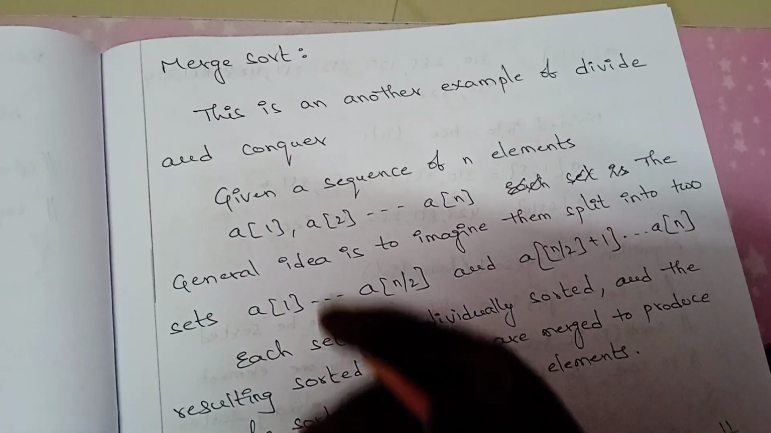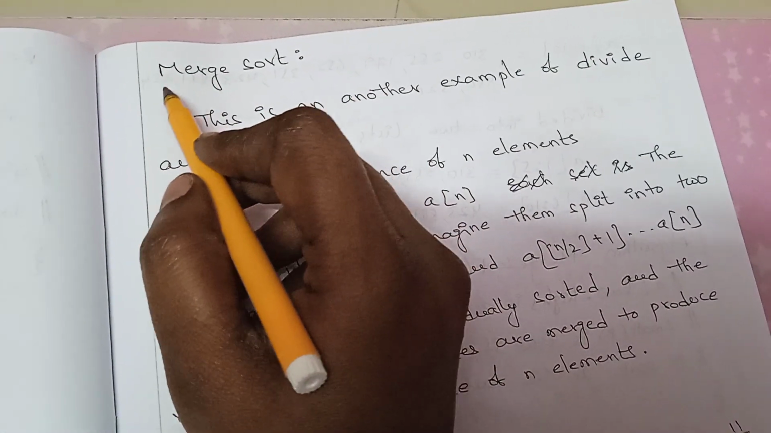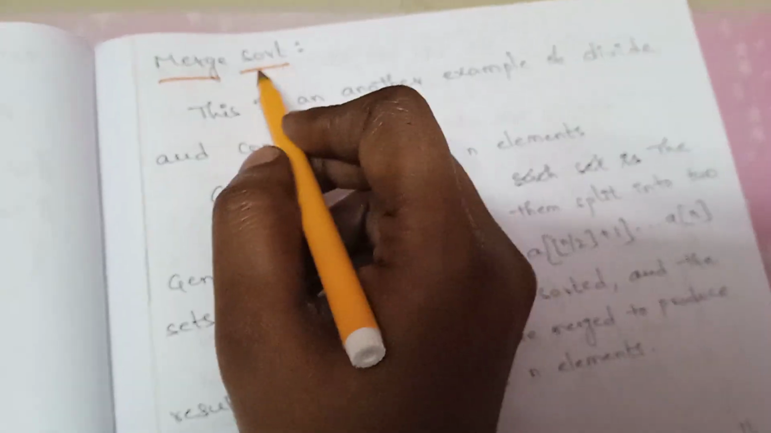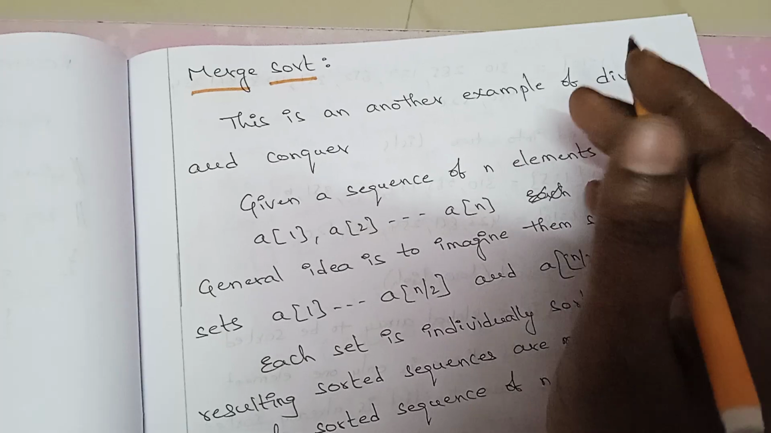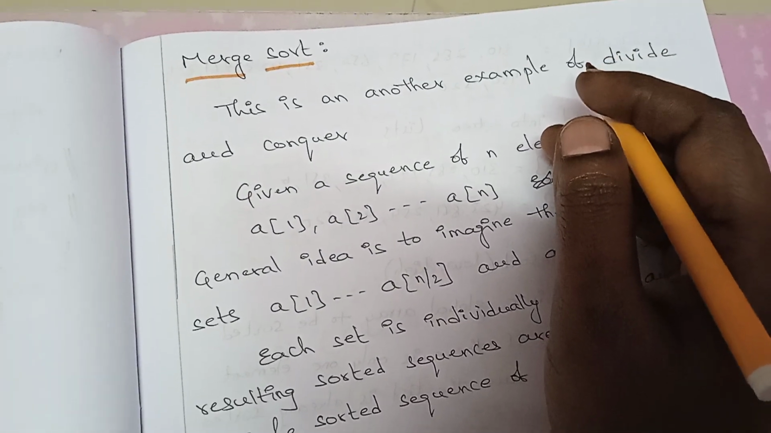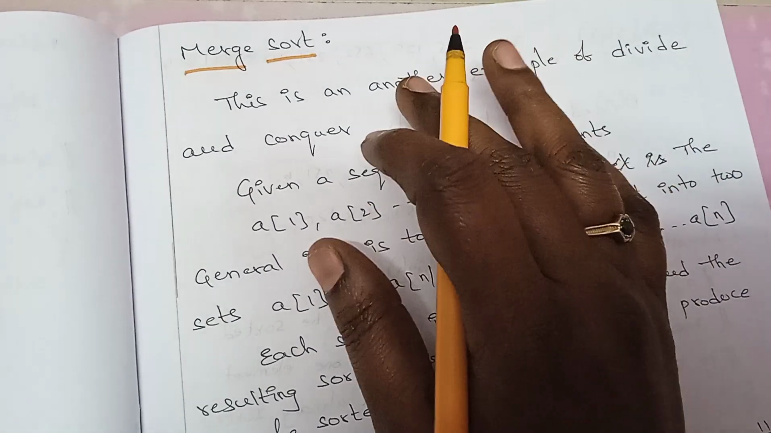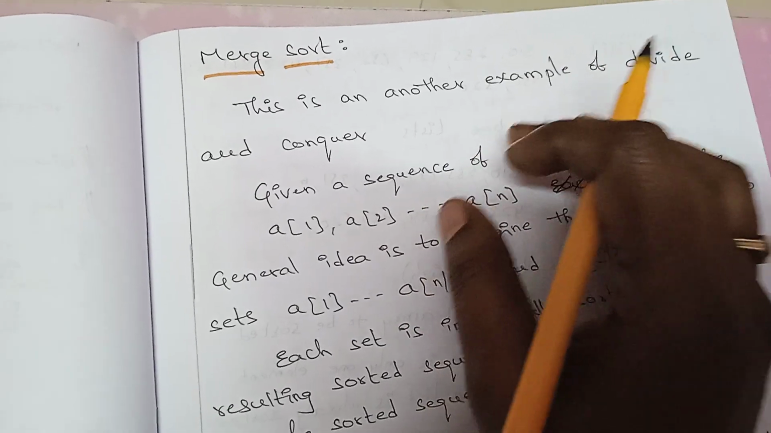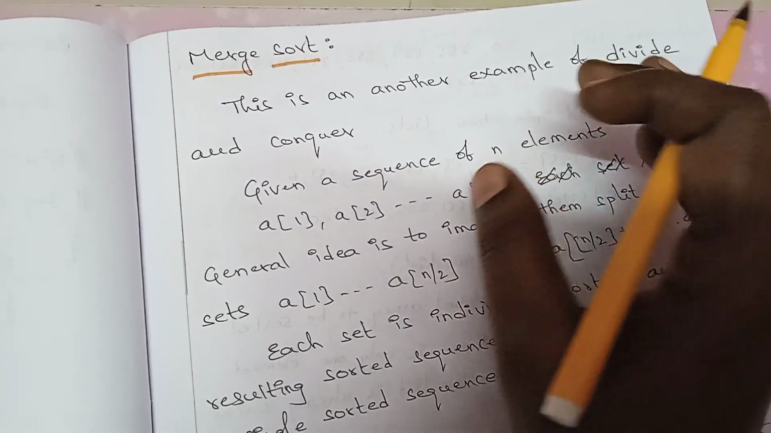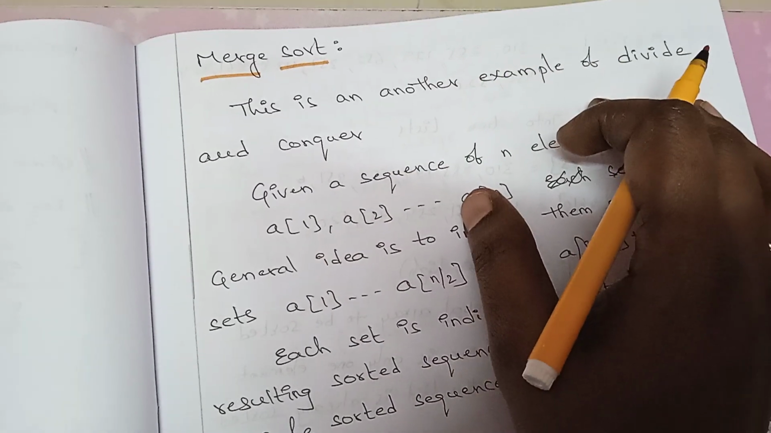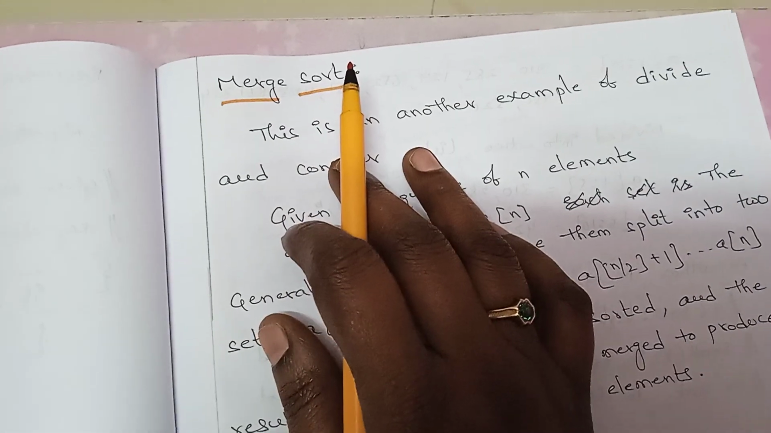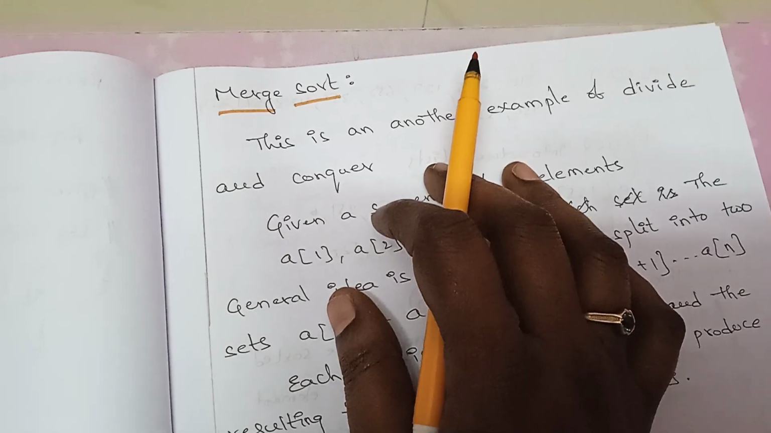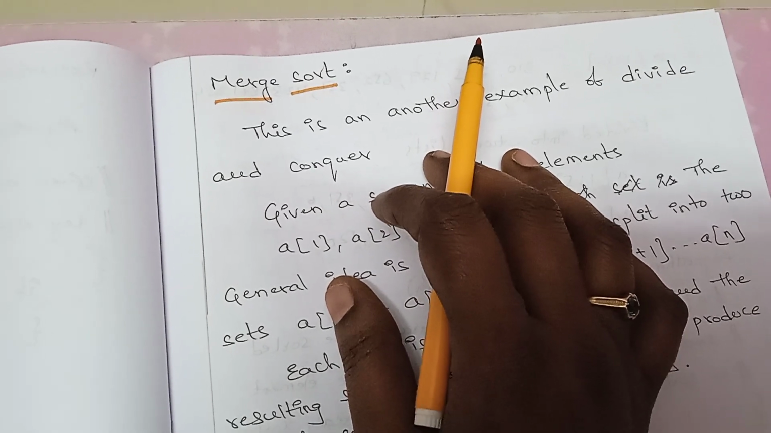So this video is about merge sort. It is a very important concept in data structures. Of course, it is also important in design and analysis of algorithms because through this we will know how time complexity varies in sorting algorithms. Now let's start. Merge sort is also one of the examples of divide and conquer.